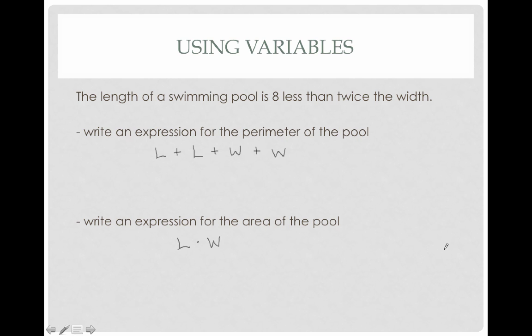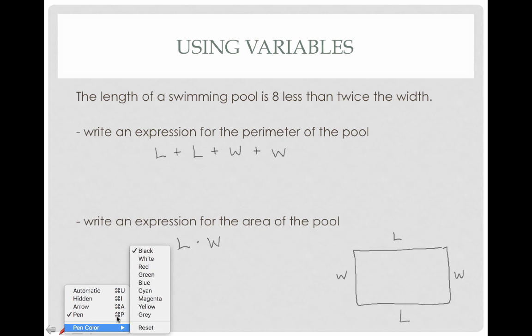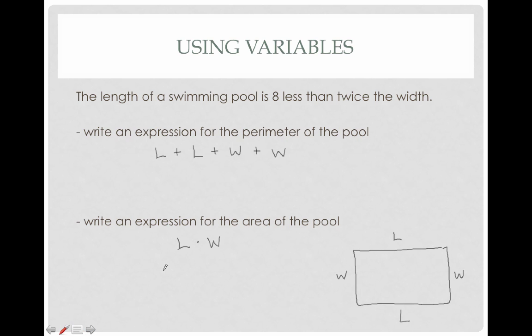Now let's draw a picture of my swimming pool over here. So we have a rectangular swimming pool. There's the length, there's the length, there's the width, there's the width. But now I'm given some information about my length and my width, right? I'm told the length of a swimming pool is, so the length L, let's translate it in the right symbols, is, that's an equal sign, 8 less, that's minus 8, then twice the width. So there's my width, and twice the width would be 2 times the width.